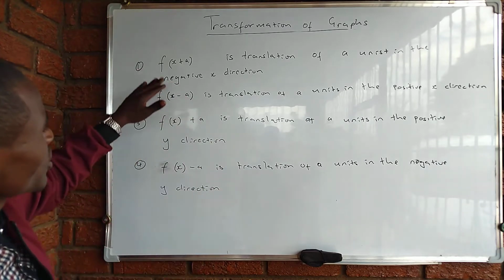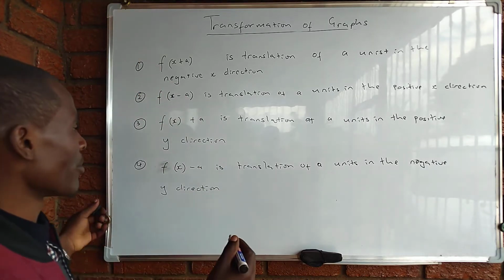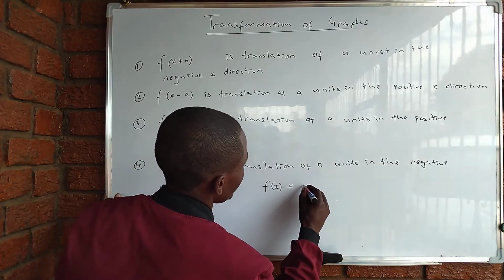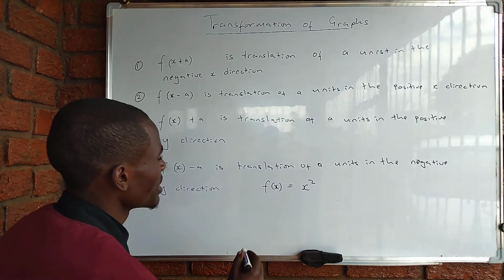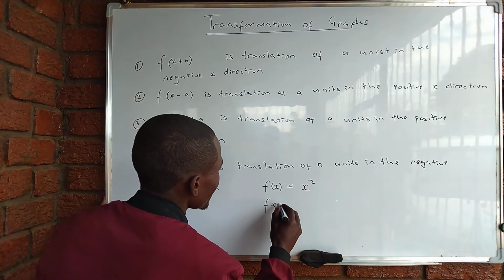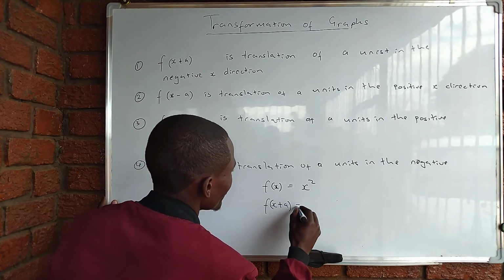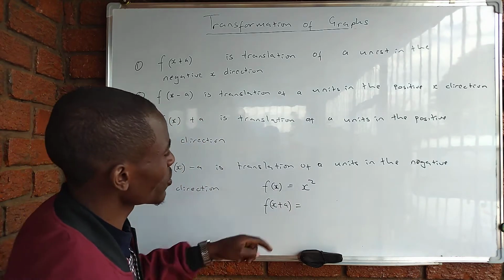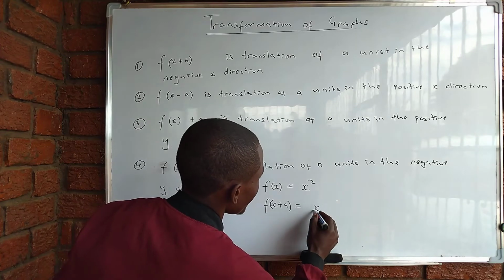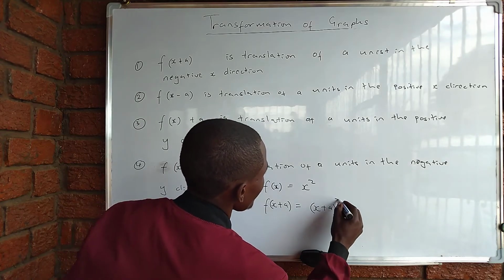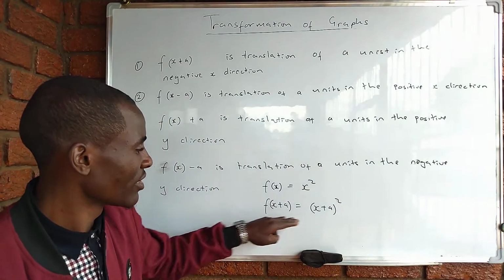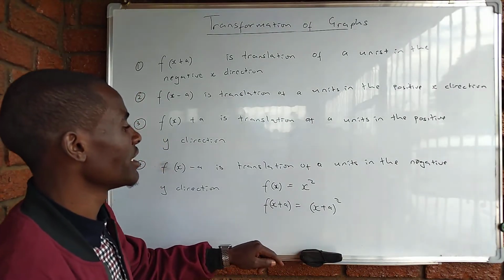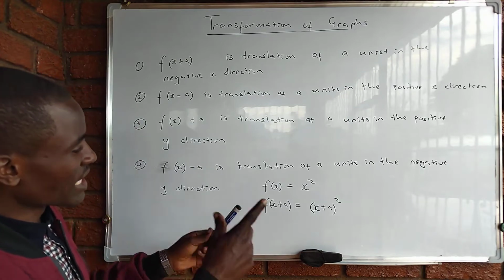Given, for example, f of x is equal to x squared, right? If it says f of x plus a, it is as if where we had x we put x plus a, so it becomes x plus a squared. So that is easy to understand. You will see questions saying sketch the graph of y equals x plus a squared.